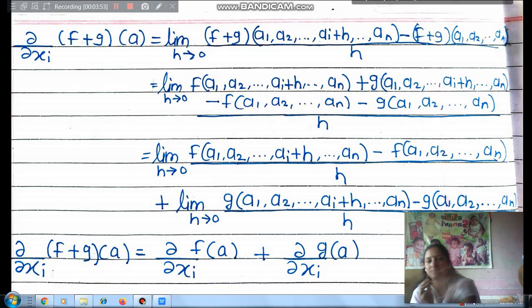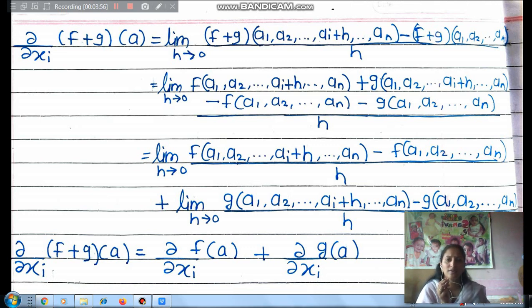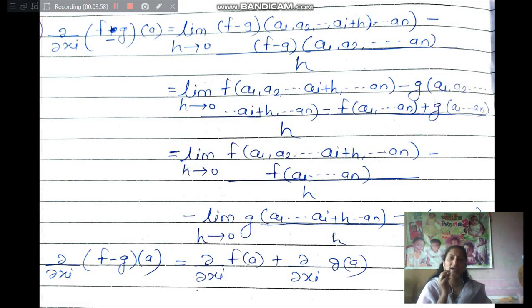Okay. Now the second part is only about subtraction. The addition sign changes to subtraction, f plus g changes to f minus g. The other part is the same. Okay, read this part. You will easily understand this.